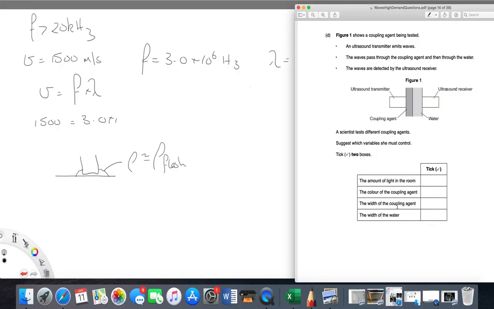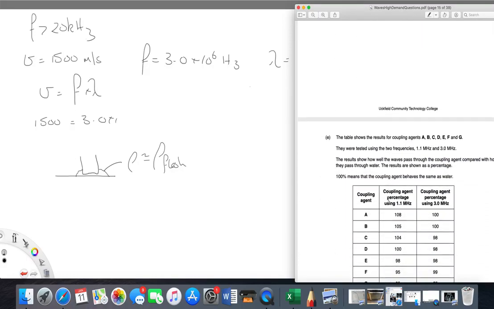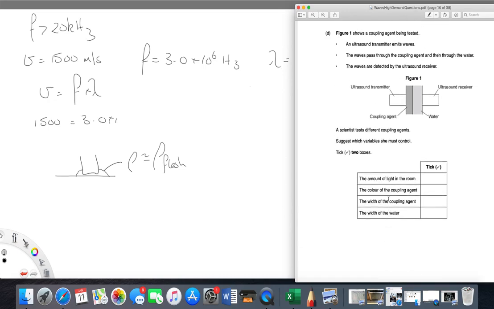Well, we have to make sure, in order to make a fair test, that the width of the coupling agent remains the same. The only thing that we should change here is the thickness or the type of coupling agent. The width should not change, so that's what we're going to keep the same. I think we would also keep the depth of the water the same.